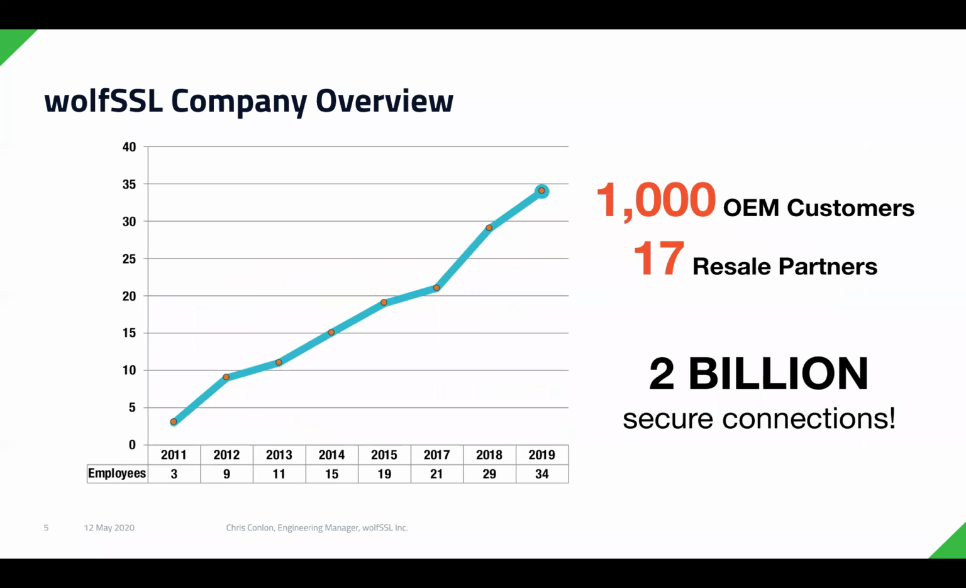We've been growing as a company ever since I started in 2010. We were 3 people then, now we're up over 30 in 2020. We have over 1,000 commercial customers that use us in products, 17 partners that resell our products, and we estimate that we secure about 2 billion endpoints at any one time on the internet.